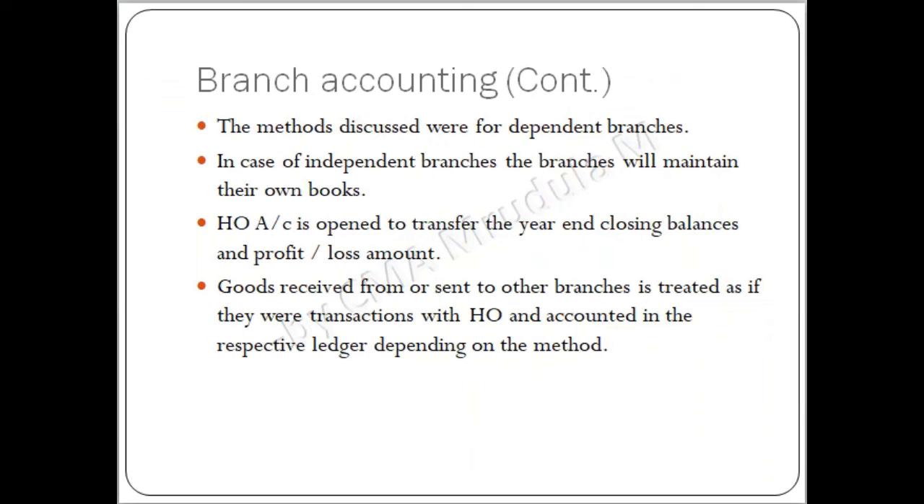The methods of accounting discussed above were with regard to dependent branches, but head office may decide to decentralize and make the branches independent. In such case, the branches will maintain their own books of accounts and calculate and transfer the period end profit and loss of the branch to the head office. Additionally, the branches will have to open a head office account to record the transactions between the branches and the head office. Any transactions between branches are also considered to be transactions between the branch and the head office itself.